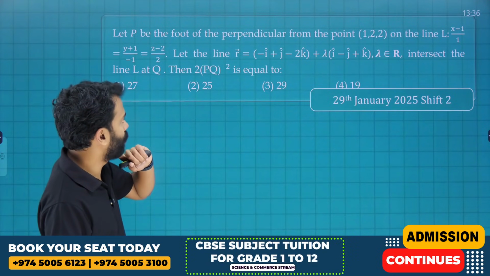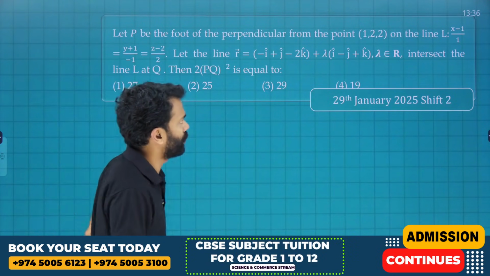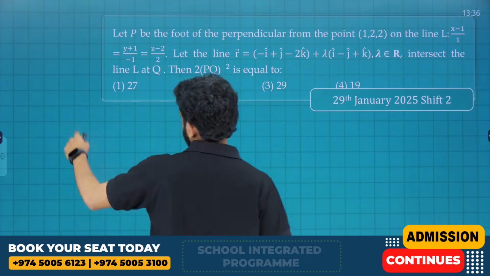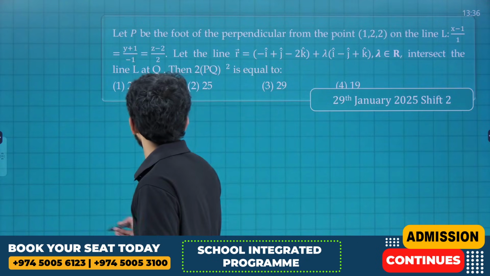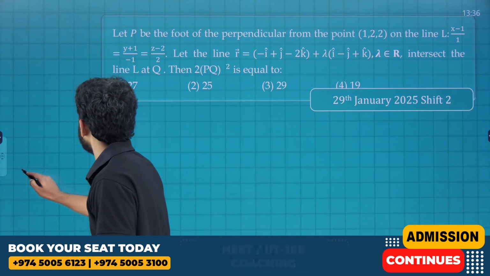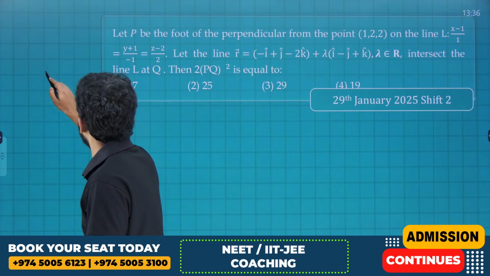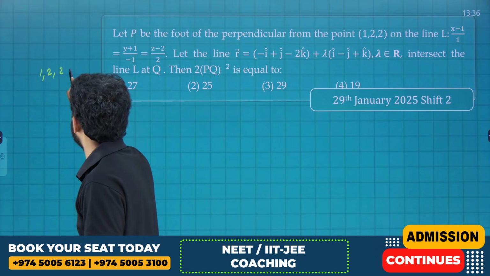So here we need to find the foot of the perpendicular, right? Okay, doable question. Let's start doing the question from here. I think the calculation will be a bit more in this case. Let's try and solve this one. The point is (1, 2, 2).